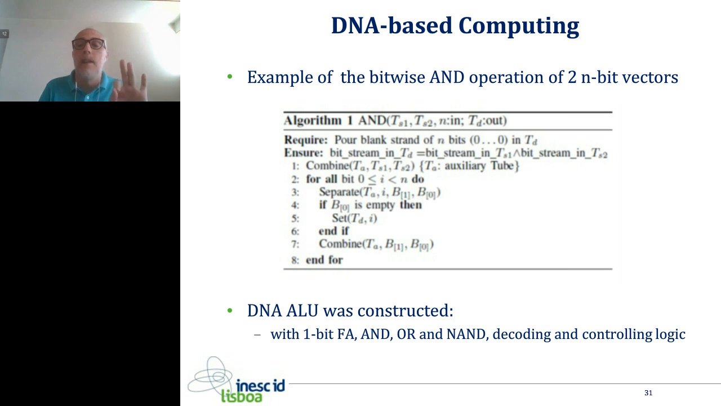I applied that to tube TA that already had these two strands, TS1 and TS2, and then I just check if B1 is empty. It means that the bit in position Y of TS1 and TS2 are both not 1, which means they are 0. So you are sure that B0 is empty, which means that both TS1 and TS2 are 1. So you set the bit on TD by putting a sticker on top of the strand, then you combine again B1 and B0 in TA, and you just iterate. And you have several arithmetic units already implemented, for instance, 1-bit full adders and logic operations.